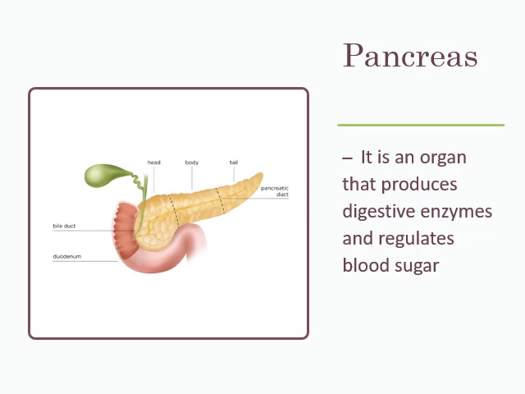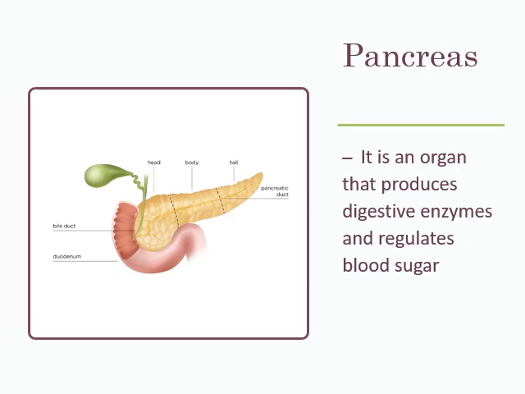Next, so now let's discuss the accessory organs. The first is pancreas. Pancreas is an organ that produces digestive enzymes and regulates blood sugar. Pancreas is a large gland located just inferior and posterior to the stomach. It is about 6 inches long and shaped like a short, lumpy snake with its head connected to the duodenum and its tail pointing to the left wall of the abdominal cavity. Pancreas produces enzymes to break down protein, fat, and carbohydrates from the food we eat.